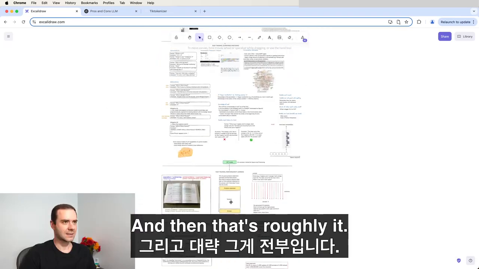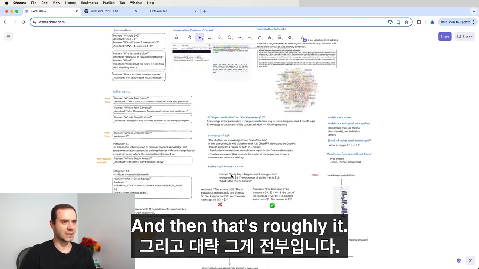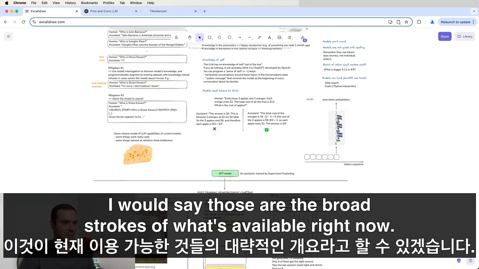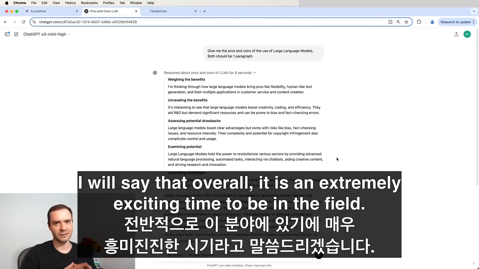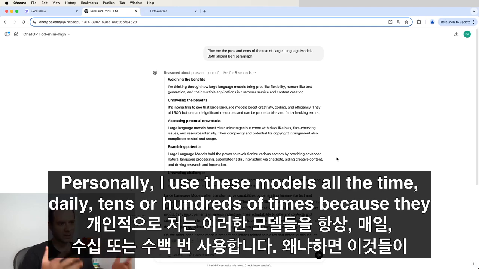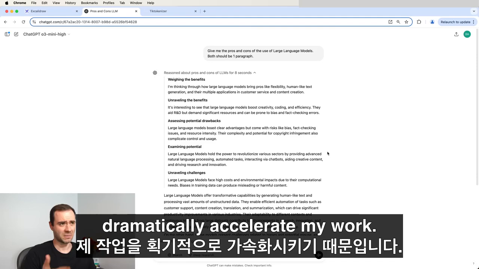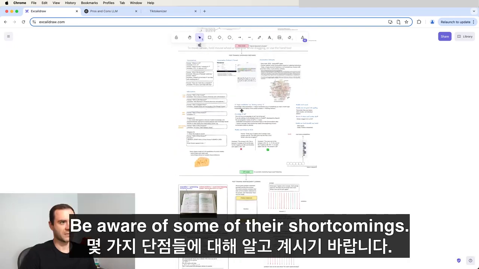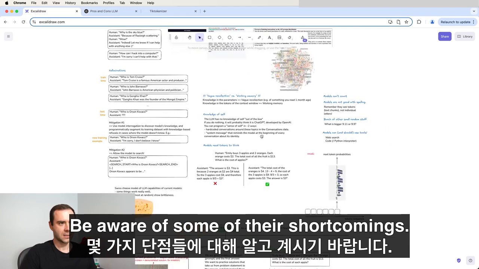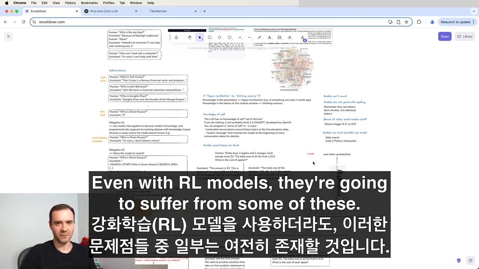And then that's roughly it. I would say those are the broad strokes of what's available right now. I will say that overall, it is an extremely exciting time to be in the field. Personally, I use these models all the time, daily, tens or hundreds of times, because they dramatically accelerate my work. I think a lot of people see the same thing. I think we're going to see a huge amount of wealth creation as a result of these models. Be aware of some of their shortcomings. Even with RL models, they're going to suffer from some of these.